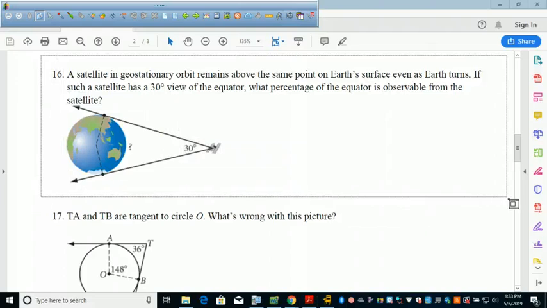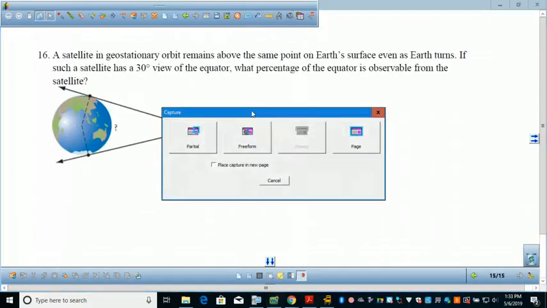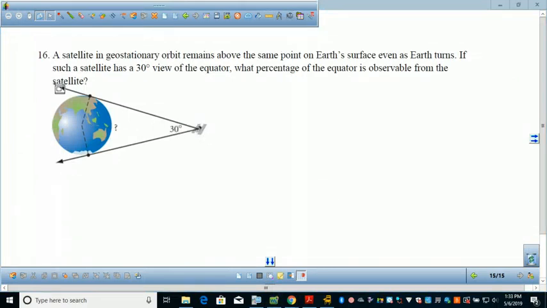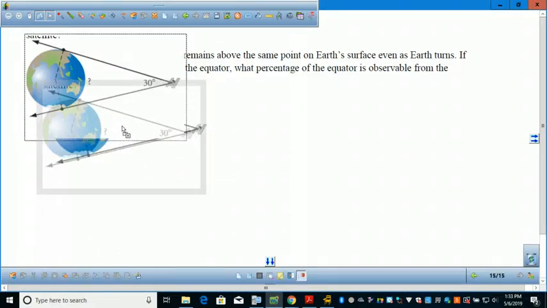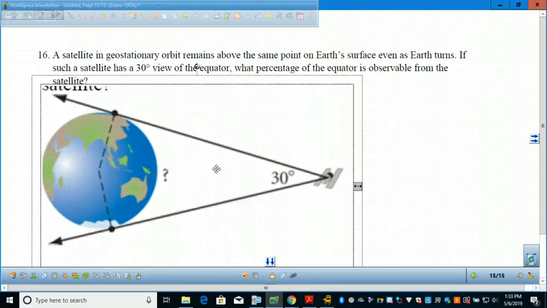All right, somebody at each table read this problem to your table, please. A satellite in a geostationary orbit remains above the same point on Earth's surface even as it goes around. The satellite has a 30-degree view. What percentage of the equator is on Earth?